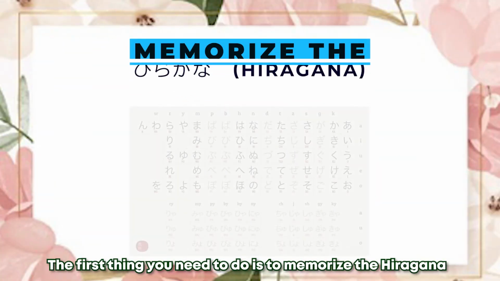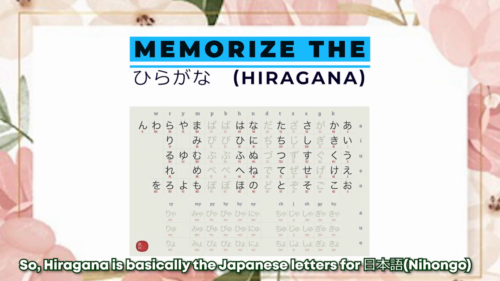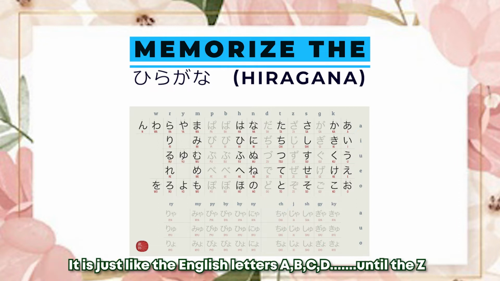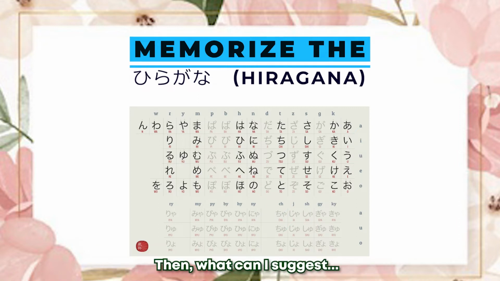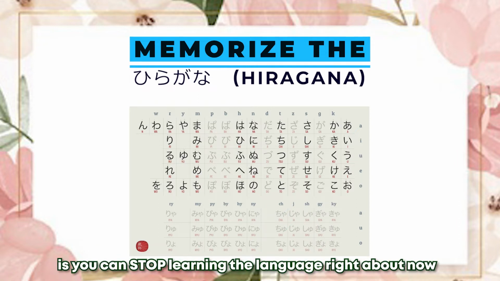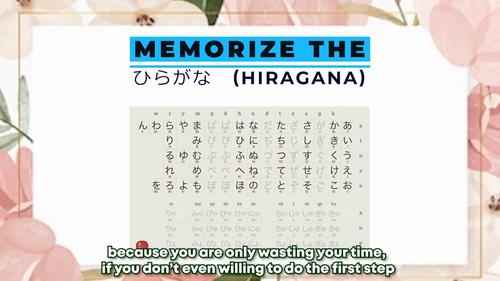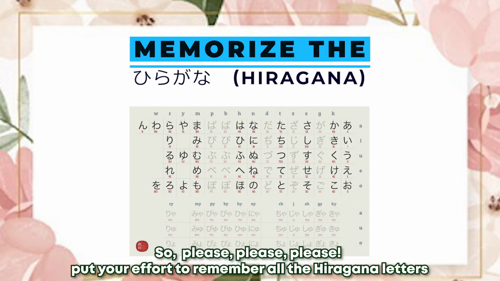The first thing you need to do is to memorize the Hiragana. Hiragana is basically the Japanese letter for Nihongo. It is just like the English letters A, B, C, D until the Z. So if you are unable to remember Hiragana or you are not willing to remember the Hiragana, then what I suggest is you can stop learning the language right about now, because you are only wasting your time if you are not even willing to do the first step of the learning process. So please put your effort to remember all the Hiragana letters.